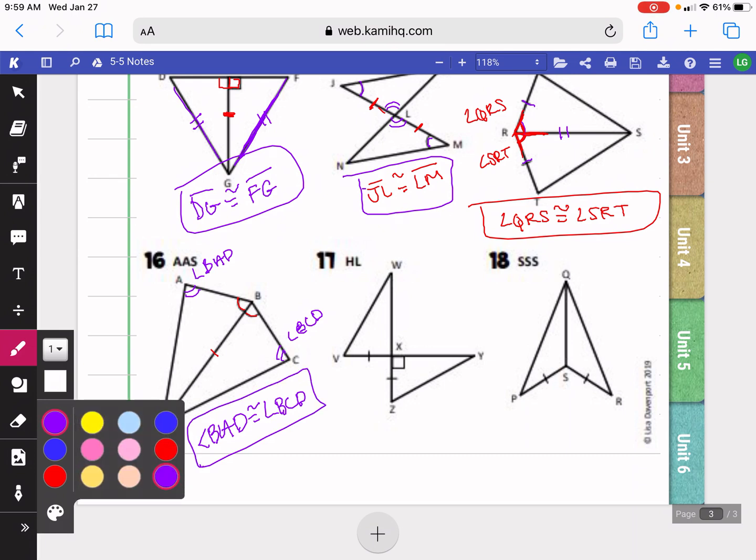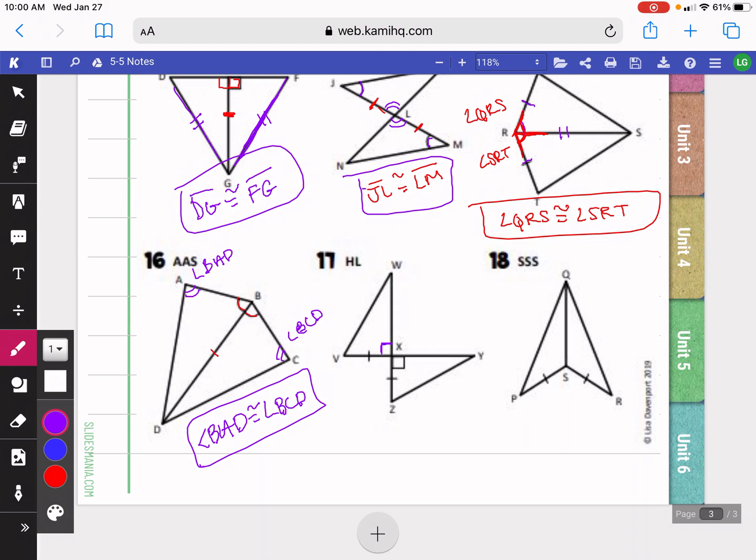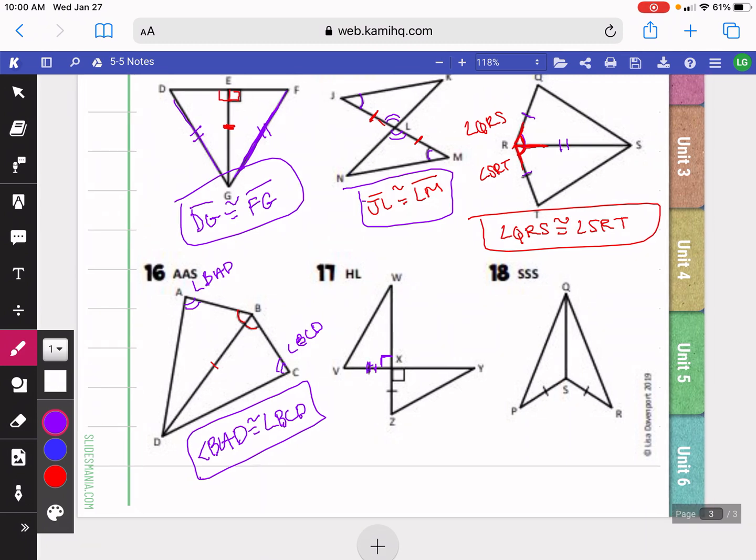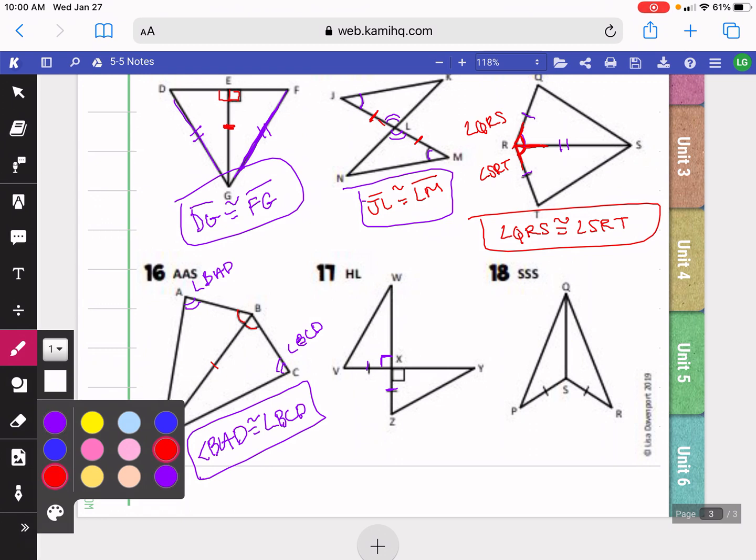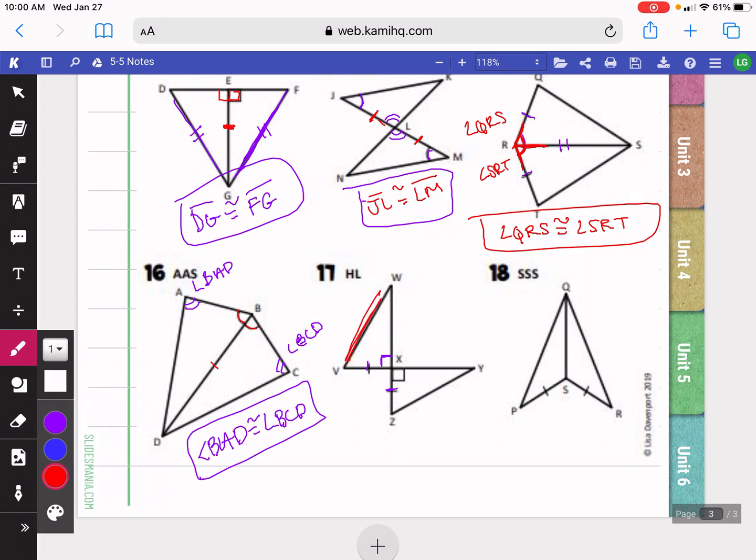In our next picture, these are vertical angles and they're both 90 degrees. So I can use the right triangle theorem, which is hypotenuse and leg. We already know that these legs are congruent. So I would just need to prove that the hypotenuses are congruent. So the hypotenuse over here is VW. And over here would be ZY. So VW has to be congruent to ZY.